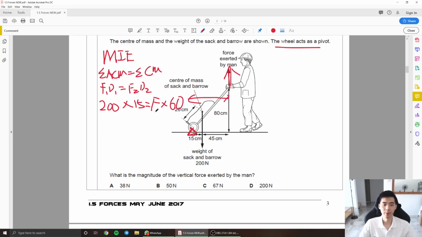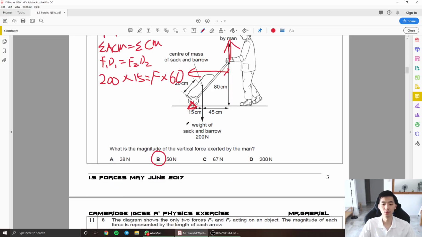Yeah? So from here, press everything in the calculator. 200 times 15 divided by 60, you will get a final answer of 50 newtons. Alright, just be very careful. It is always force perpendicular to the distance.